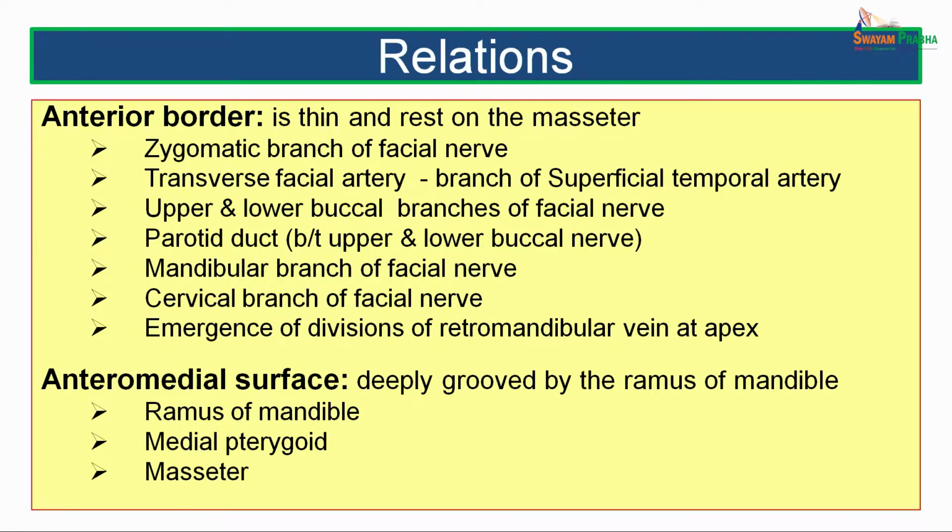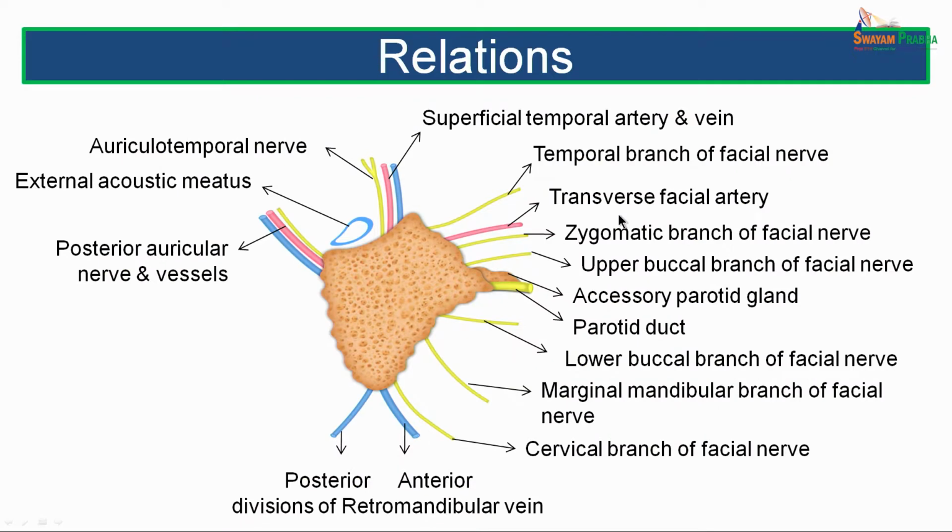The anteromedial surface is deeply grooved by the ramus of the mandible and is related to the ramus of the mandible and two muscles attached to it: one on the outer side, which is the masseter muscle, and the other on the inner aspect, which is the medial pterygoid muscle. This picture shows us the structures emerging from the anterior border.